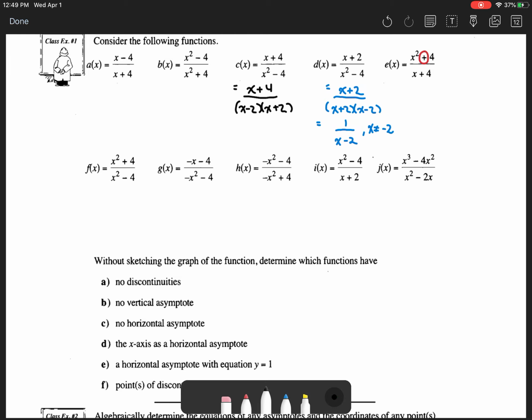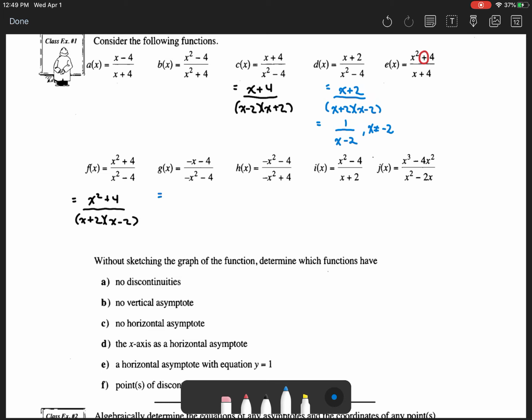Now when I move on to the second row, these obviously are going to be a little more work. I can actually simplify all of these to some degree. So with f of x here, x squared plus 4 in the numerator is a sum of squares, so I can't factor that, but the difference of squares in the denominator can be factored to x plus 2 and x minus 2. Nothing can be simplified beyond that, but I can actually factor the denominators.